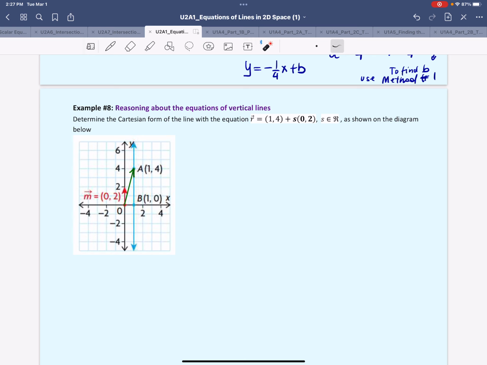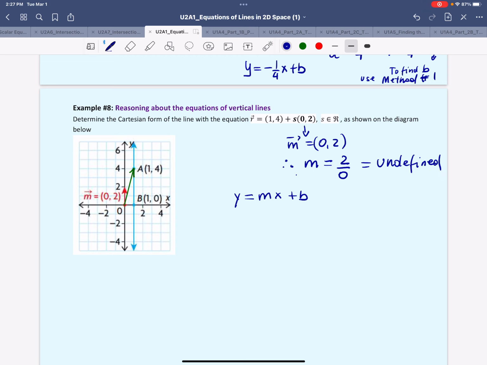So we want to write the equation in Cartesian form, or in the form y equals mx plus b, which means that we need to find the slope and we need to find the y-intercept. To determine the slope, we're going to refer to the direction vector of the line. So if direction vector is 0, 2, then it suggests that the slope must be 2 divided by 0, which is an undefined number. So if slope is undefined, it means that we have a vertical line. The equation of a vertical line is x equals a number.